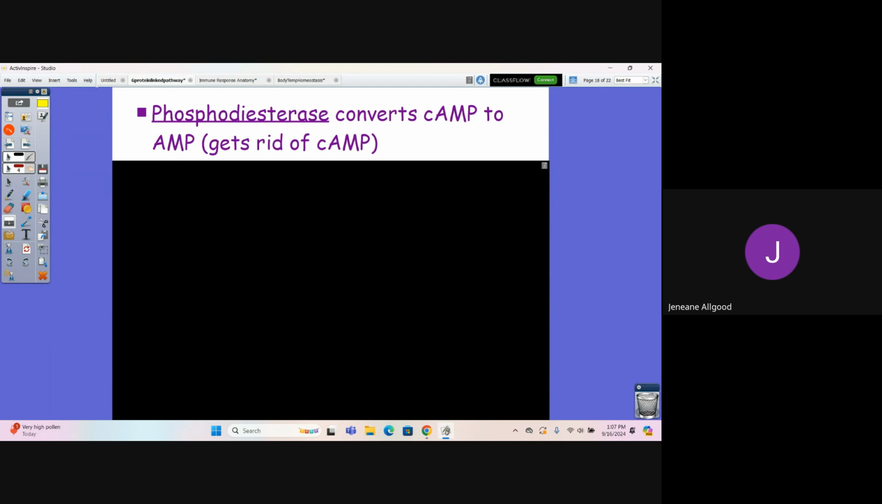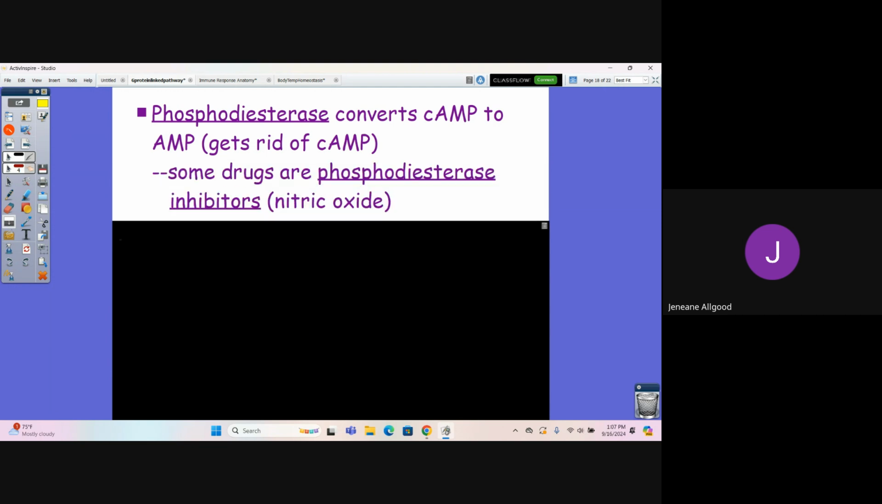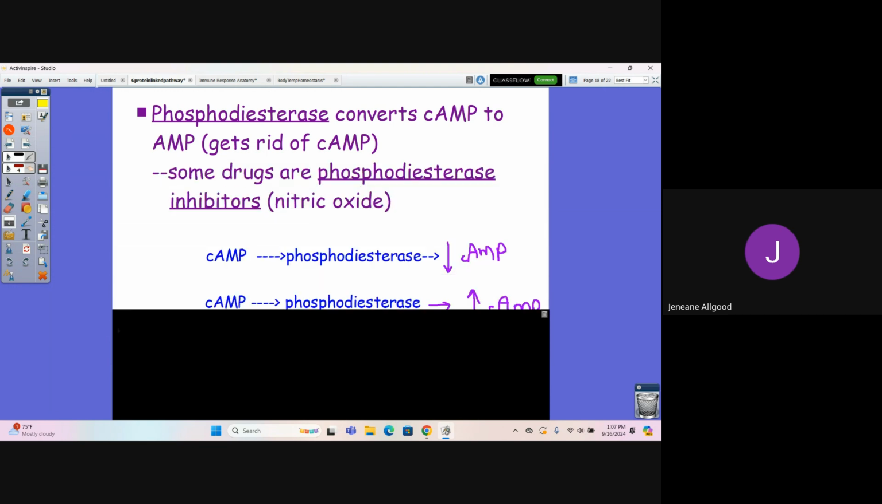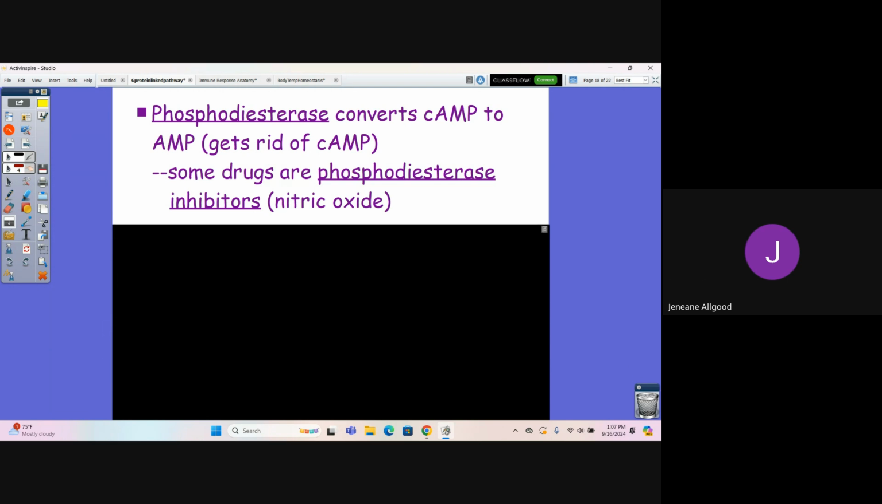And so remember, I told you a lot of interpreting this stuff is going to be things that inhibit or reverse certain steps. So there's an enzyme called phosphodiesterase, which converts cyclic AMP to AMP. So it gets rid of cyclic AMP. And if you don't have cyclic AMP, you're not making 10,000 molecules of glucose at the end. And so some drugs are phosphodiesterase inhibitors, like nitric oxide.